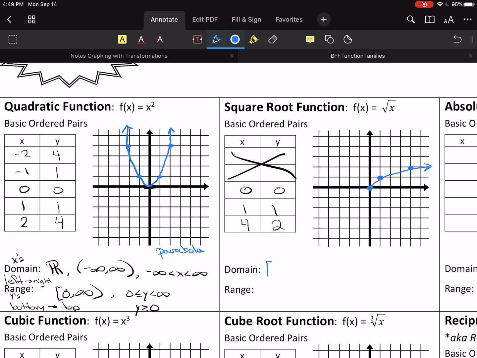So this thing stops at 0 and goes to positive infinity. Same thing with the range. It bottoms out at 0 and goes up to infinity.